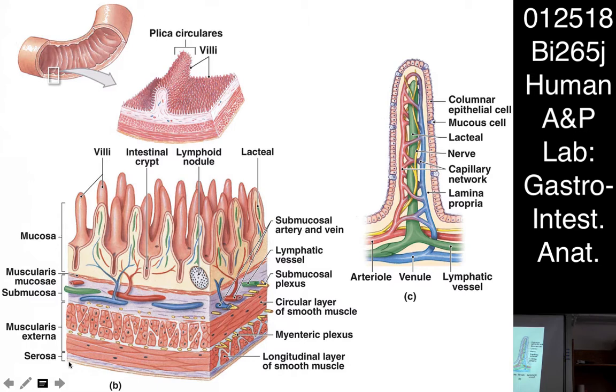Like the restaurant you went into yesterday was the gastric pit. Definitely do not go into any place called the intestinal crypt. Yeah, it's great. It would be fun to have a diner called the Intestinal Crypt. It's like a theme diner. Yeah. Okay.